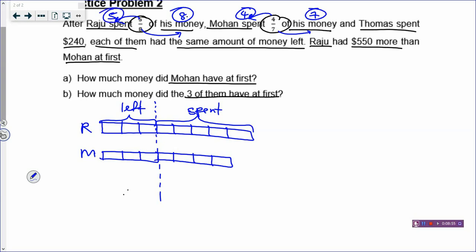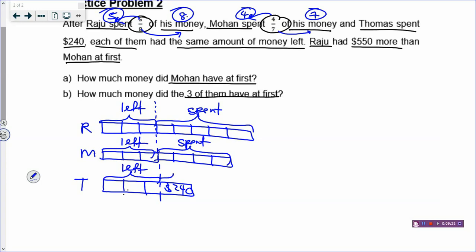And Thomas spent $240 and he also has the same money left. So I don't know whether Thomas has the most money or the least money. So let's draw something like this. Alright, let's assume that Thomas has the least money, and Thomas spent $240 and he also got the same money left, which is your 3 units also. Right, so all these are the left. Okay, left. Alright, and this is also the leftover for Thomas, and then this is the spends.